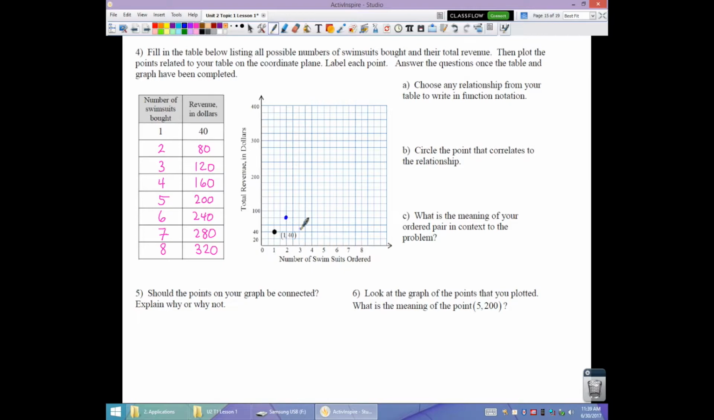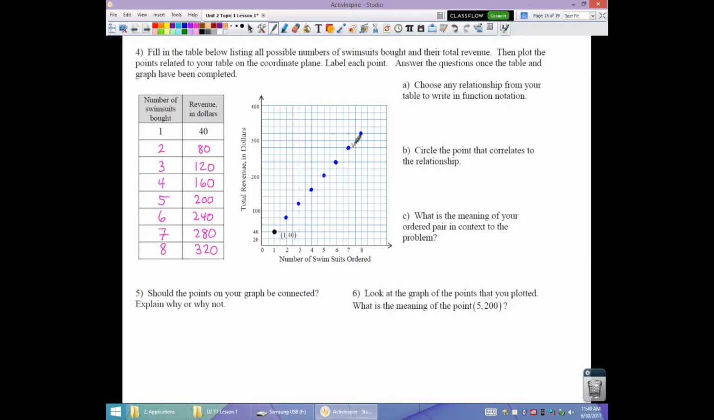3, I need to go to 120. 4, 160. 5, 200. 6 is 240. 7 is 280. And 8 is 320. Now notice these points are in a perfect straight line.